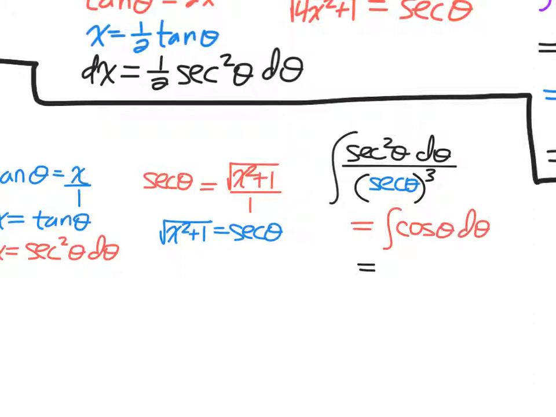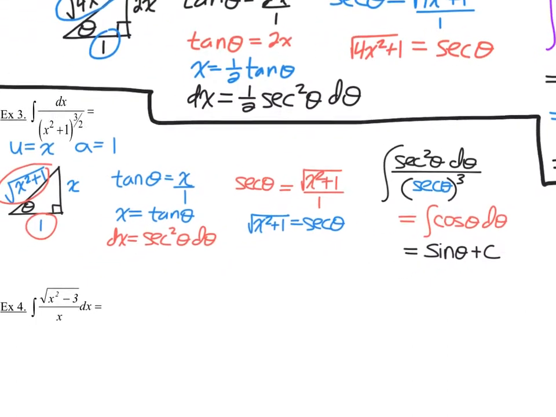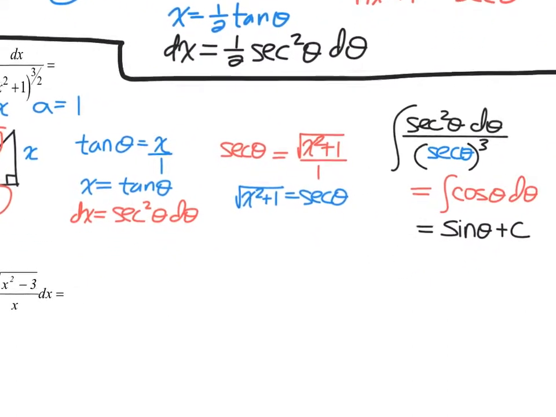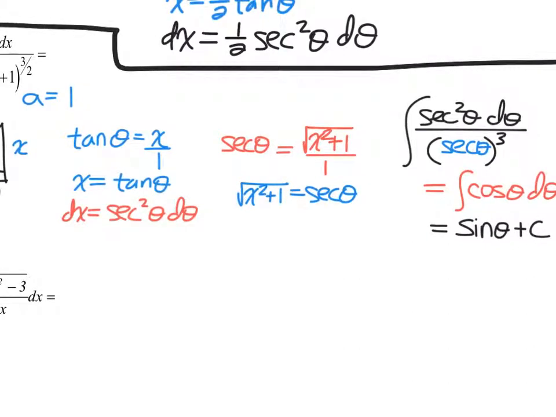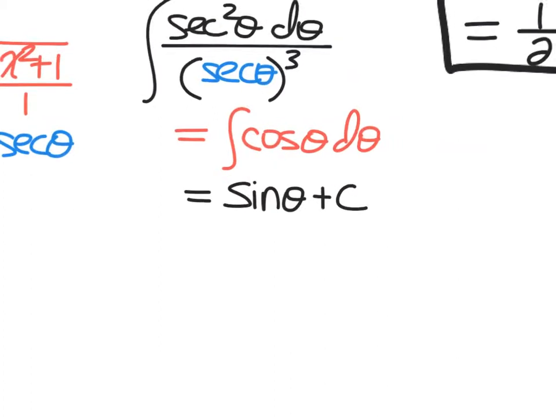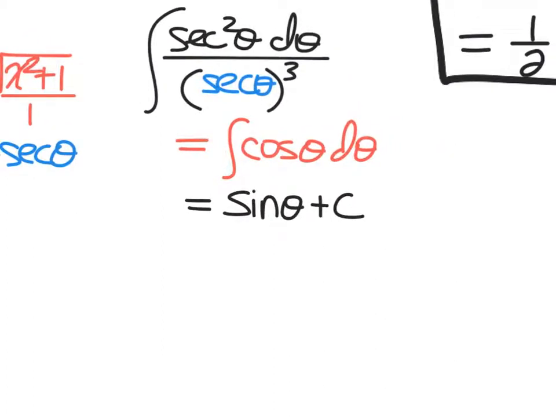Antiderivative of which is? Sine. All right, so then from my triangle, I just need a sine ratio, and I'm done. What's my sine ratio? Exactamundo.